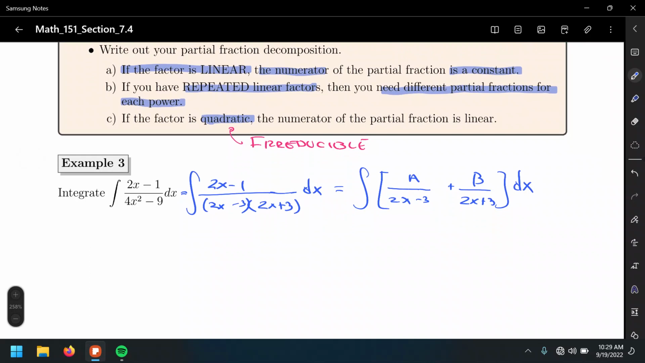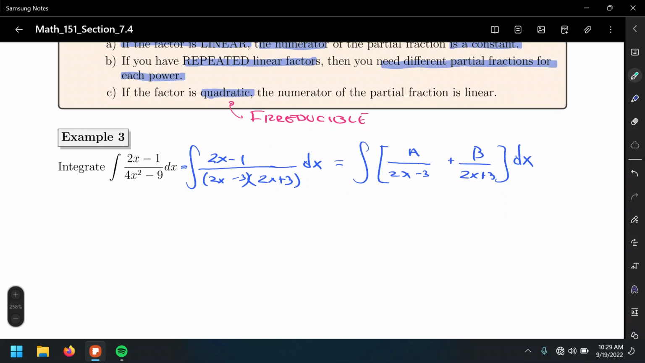So our next task is to set these two quantities together without the integral symbols, without the differential operators, and treat it like an equation. That's what I'm going to do right on the side. I'm basically copying and pasting this: 2x minus 1 over 2x minus 3 times 2x plus 3 equals A over 2x minus 3 plus B over 2x plus 3.